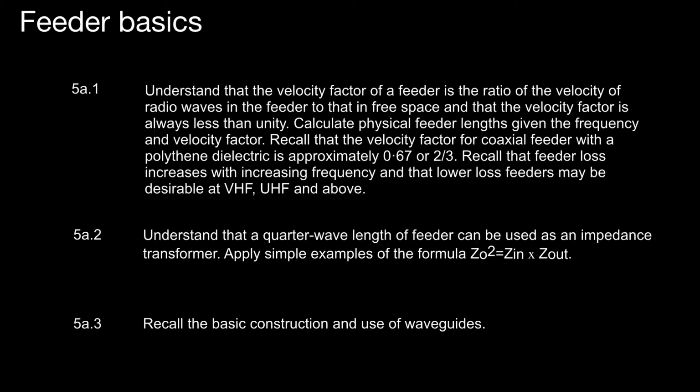5A1 says that we need to understand that the velocity factor of a feeder is the ratio of the velocity of the radio waves in the feeder to that in free space, and that the velocity factor is always less than unity. We also need to calculate physical feeder lengths given the frequency and velocity factor, and we need to recall that the velocity factor for coaxial feeder with a polythene dielectric is approximately 0.67 or 2/3.